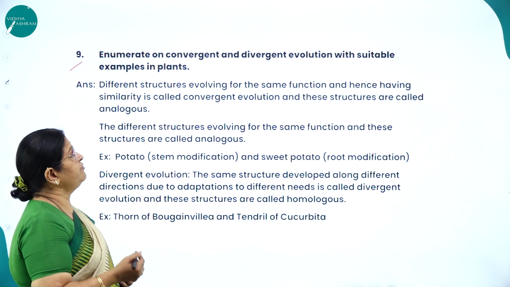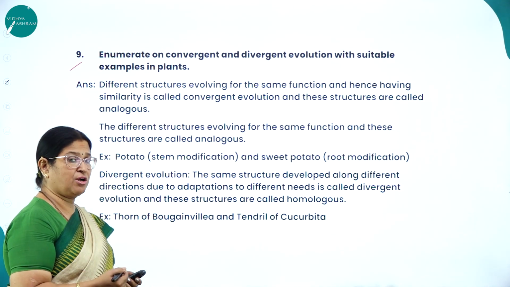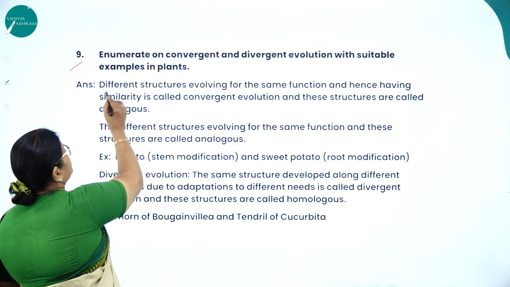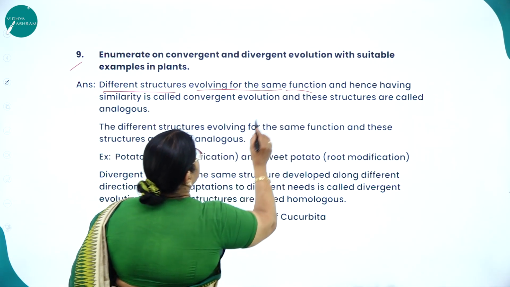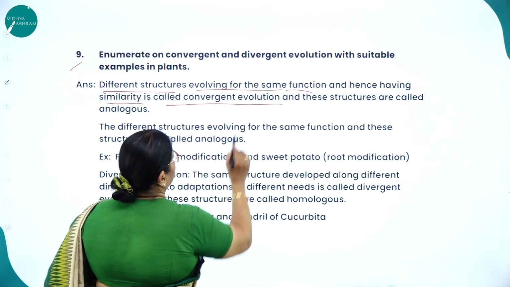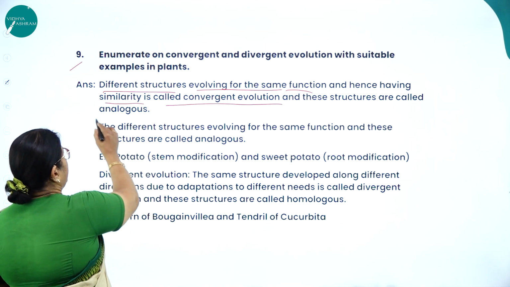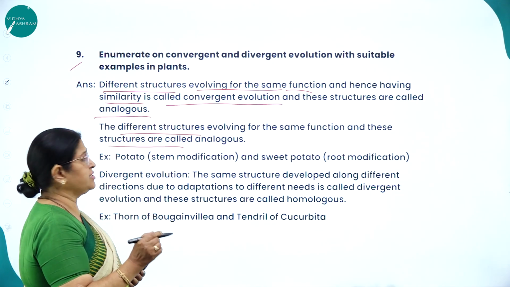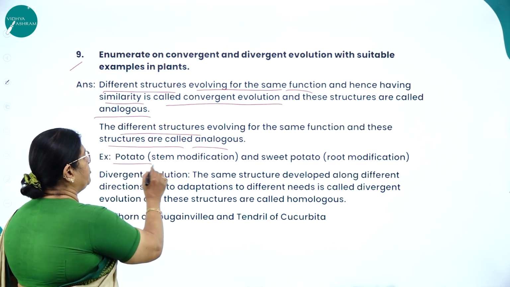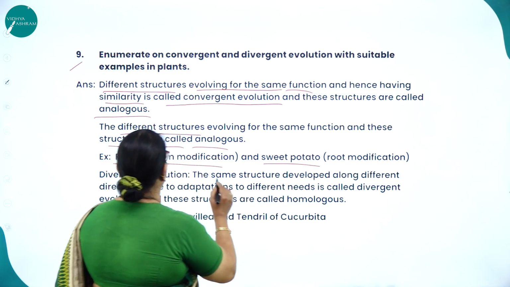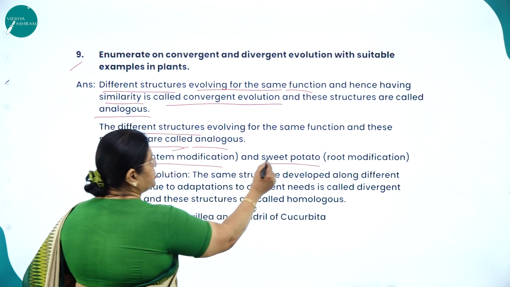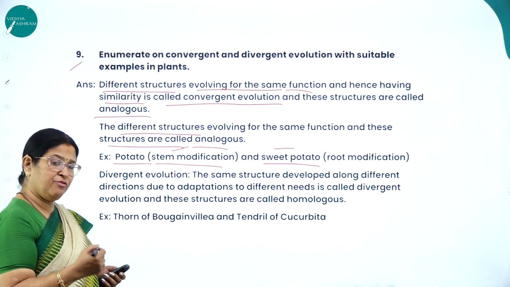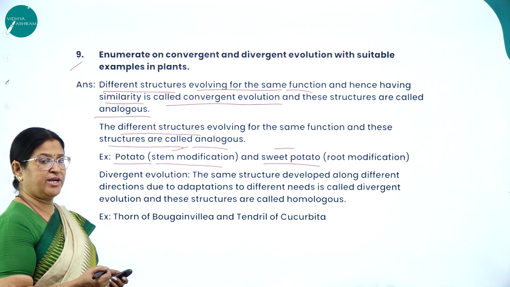Already I told you, convergent evolution can be explained through analogous organs, whereas the divergent evolution through homologous organs. So different structures evolving for the same function and hence having similarities is called convergent evolution, and these structures are called analogous. Example, potato, stem modification and sweet potato. That is, potato is a stem modification and sweet potato is a root modification. Both are performing the same function of storing of food, but they have different structure and origin.